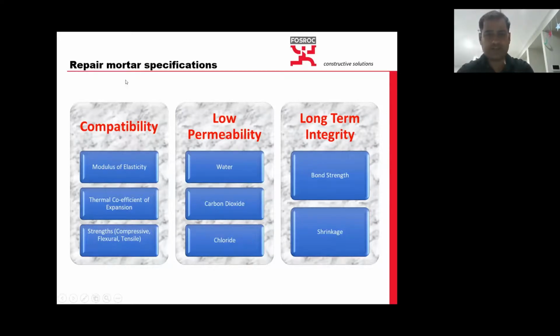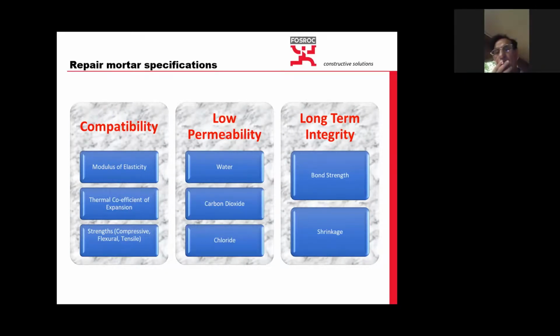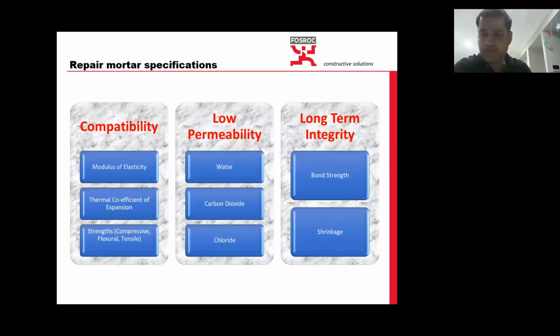These are my slides. When we say compatibility, that means your repair mortar should have the modulus of elasticity, the thermal coefficient of expansion, and the strengths, compressive strength and flexural strength. They should be compatible with the parent concrete, with the host concrete. So if you have a structure of 70 MPa, you don't repair it with 20 MPa or 30 MPa. Or if you have a structure of 30 MPa, don't repair it with 70 MPa repair mortar. So that's important.